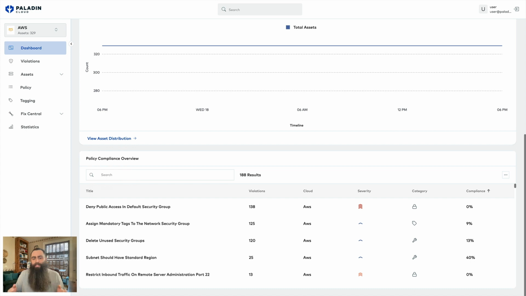For instance, we can see here this deny public access and default security group is causing 138 critical violations. This is a great place to begin improving our compliance numbers, since this violation makes up over half of our critical policy violations.